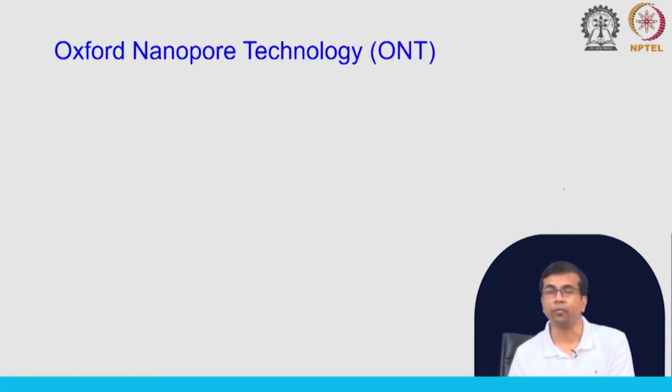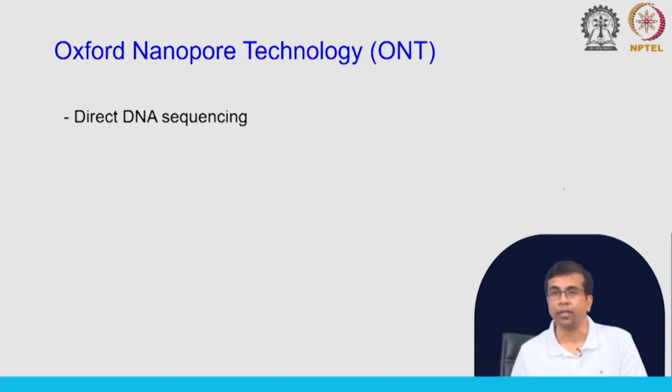Okay. So, let us now move on to the final sequencing technology that we will discuss. It is called Oxford Nanopore technology, or in short ONT. You will see this term ONT in many places. So, this is a method that actually relies on direct DNA sequencing.